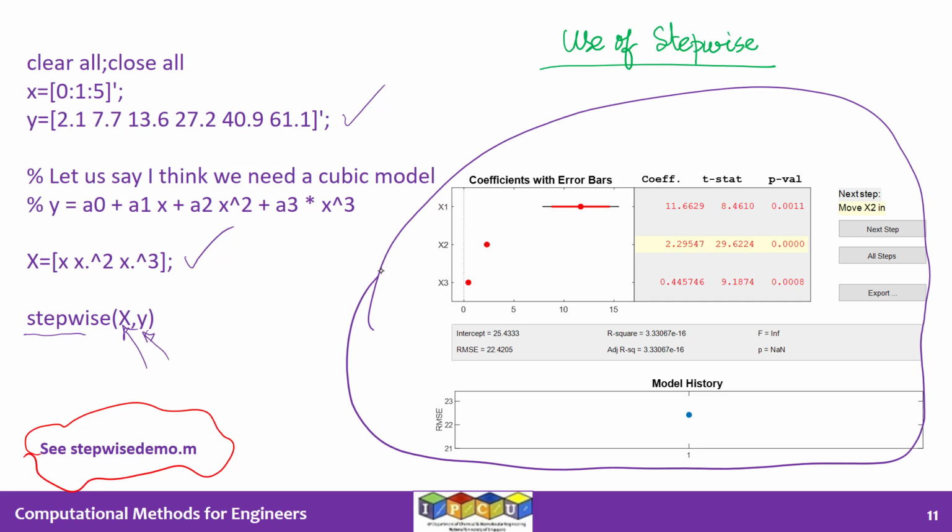Now the key point to look at is the suggestion that the tool gives us. It tells us move x2 in. That means move the second column of the X matrix in. That means it thinks that the term is very, very important. The second column of the X matrix is nothing but X squared. So according to this tool, the X squared term in the model is deemed to be very, very important. Therefore, it is asking us to move it in.